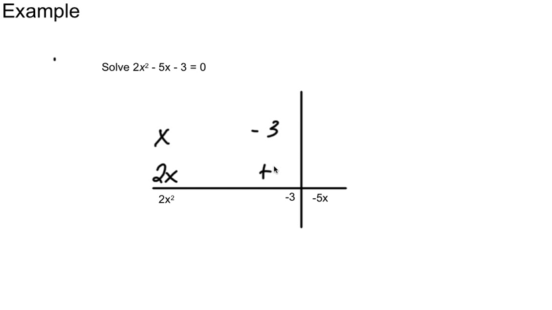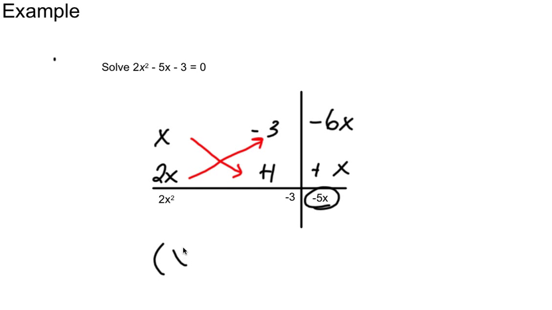And let's see. When I go ahead and cross multiply here, I end up with a negative 6x and a positive x, which adds up to negative 5. So I see that the factored form of my equation then is x minus 3 times 2x plus 1. So we've done this part before.